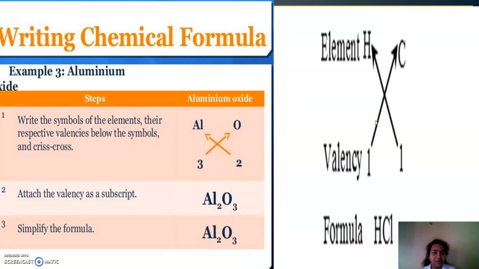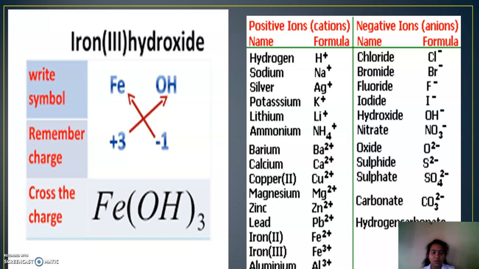Similarly, take a very simple molecule, hydrogen chloride, that is HCl. How can you write it? How did we get HCl? Hydrogen's valency is 1, chlorine's valency is 1. So we interchange them, and we get HCl. Okay. Then we will write about ions, which are charged particles.